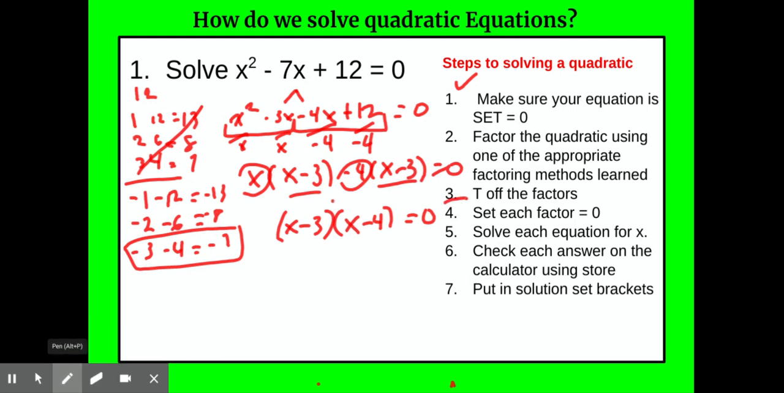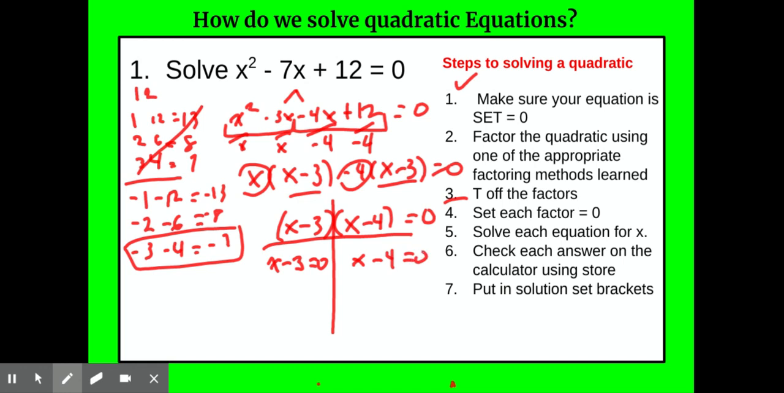The factors are where the multiplication happens. So it's where your parentheses are. So if you have a GCF, it would be separate from where the parentheses are located, and same with dots. So first, you're going to set each factor equal to 0. So the first factor is x minus 3, so I'm going to put my x minus 3 equals 0 here. And then your next factor is x minus 4 equals 0.